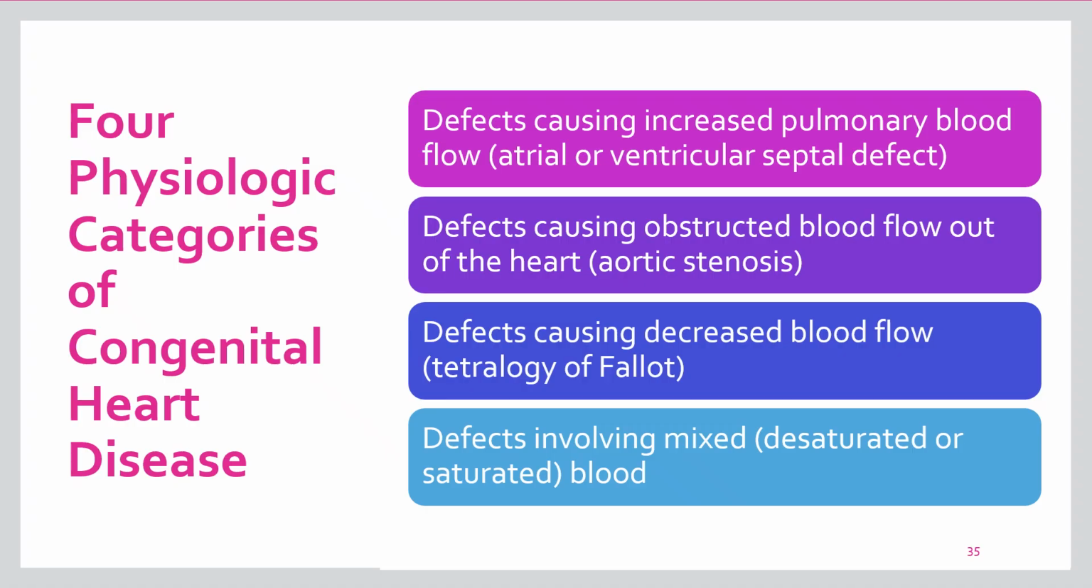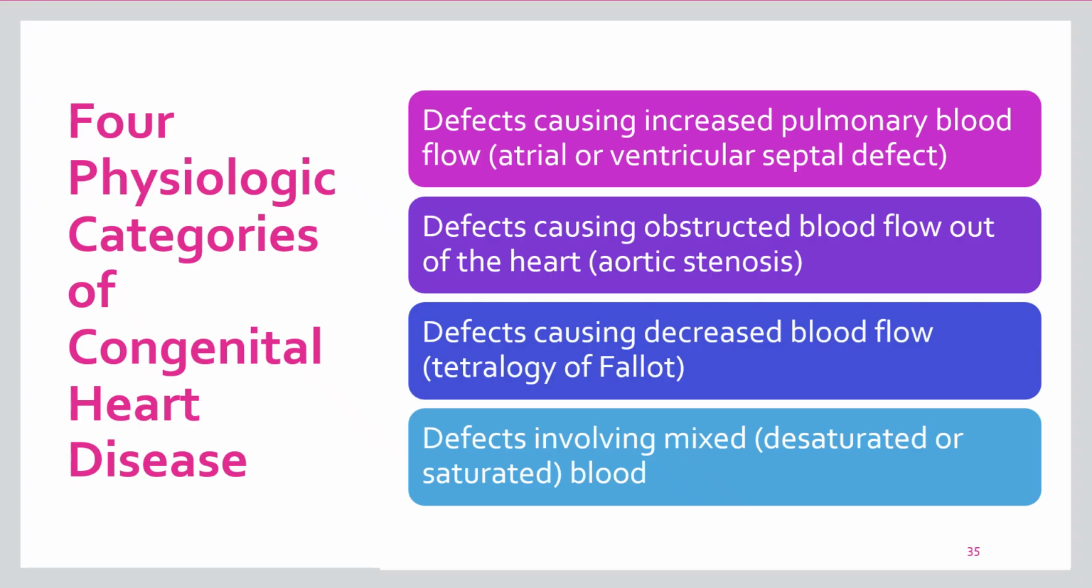So we see some of the congenital heart disease, four physiological categories here. Defects causing increased pulmonary blood flow. Now the defects can cause more pulmonary blood flow, like an atrial or ventricular septal defect. When there is an atrial or ventricular septal defect, blood can cross from the left side to the right side, so that causes more pressure on the pulmonary blood flow.